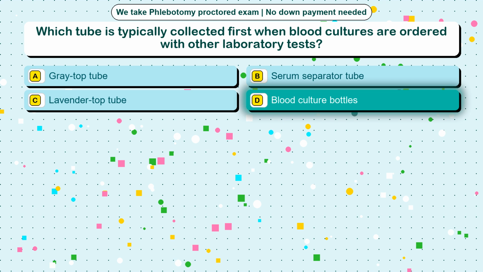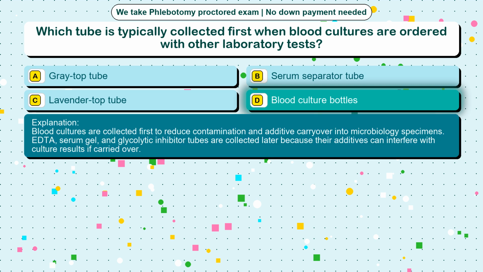The correct answer is option D. Blood culture bottles. Blood cultures are collected first to reduce contamination and additive carryover into microbiology specimens. EDTA, serum gel, and glycolytic inhibitor tubes are collected later because their additives can interfere with culture results if carried over.